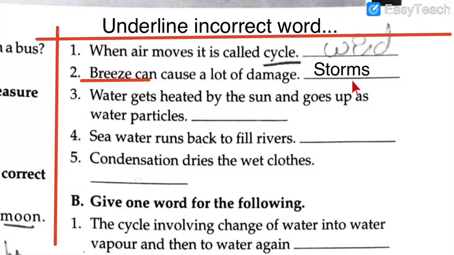Storms can cause a lot of damage, but not the breeze. Breeze is the slow wind, slow air blowing. So breeze cannot cause a lot of damage. Actually, it cannot cause the damage at all. So storms anyways is the correct word. I hope that at least you found the incorrect word if you could not find the correct one.